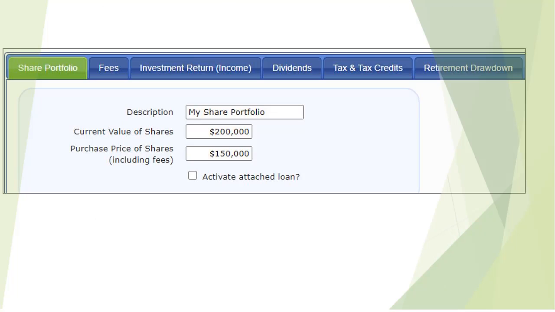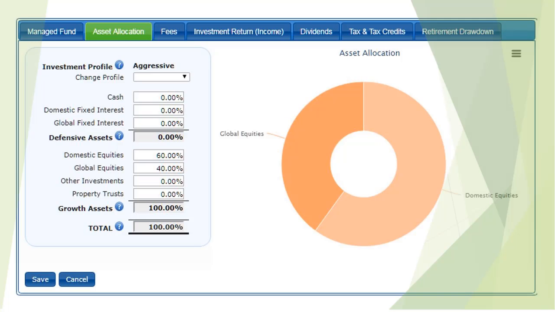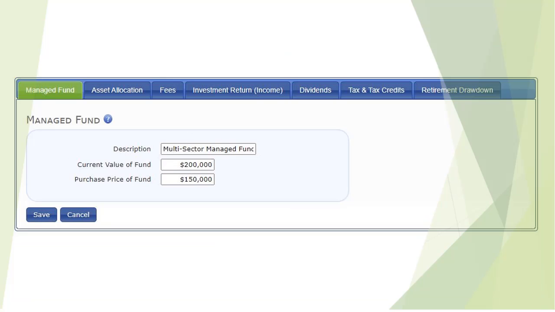The program assumes that a share account consists of domestic equities. If you invest in international equities, there could be value in using a managed fund for the account. This way you can allocate your shares to both domestic and global equities. This is an example of a 60 to 40% split between domestic and global equities. In managed funds, the asset allocation has a set of default allocations. However, you can overtype this allocation to design a fit which matches your actual funds held.